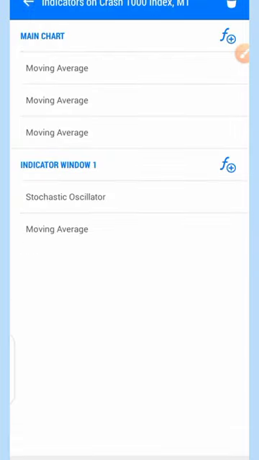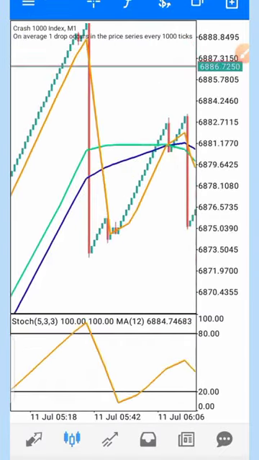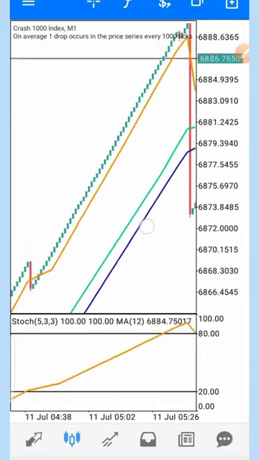So that is all for this strategy. Follow all what I've said and apply it to your demo account before you start trading real trades.